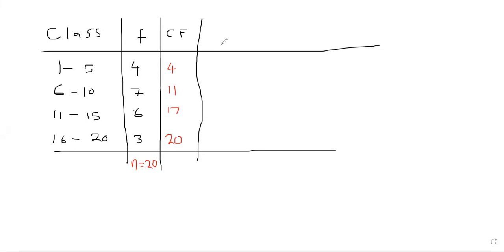What else can we do on the frequency distribution table? Values of x. x is the midpoint. It's simply found by adding the lower bound and the upper bound divided by 2. So here 1 plus 5 is 6, divided by 2 is 3. 6 plus 10 is 16, divided by 2, 8. 11 plus 15, what do we have? 26 divided by 2, we get 13.